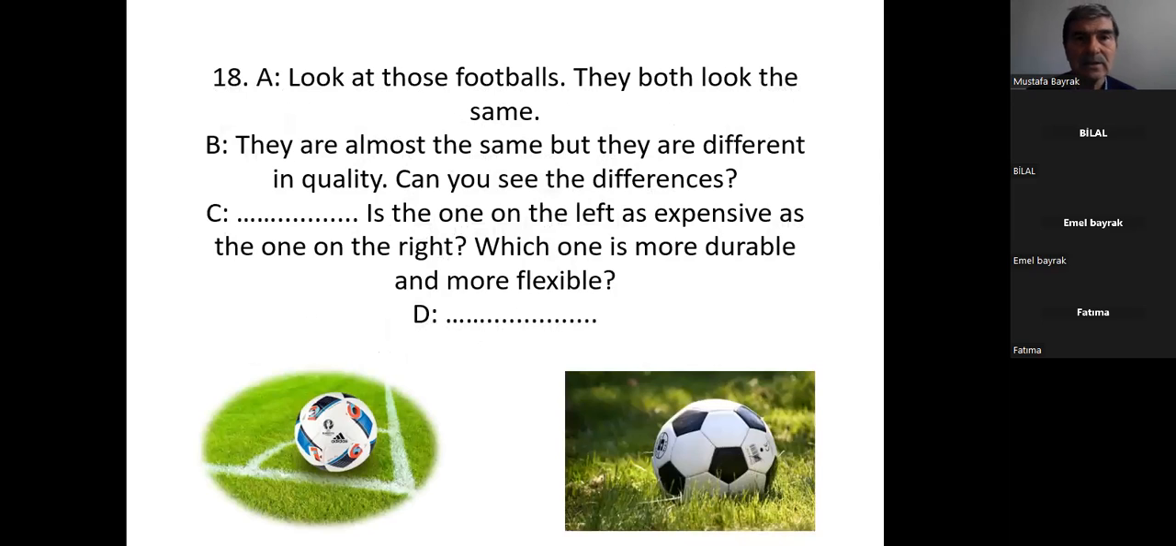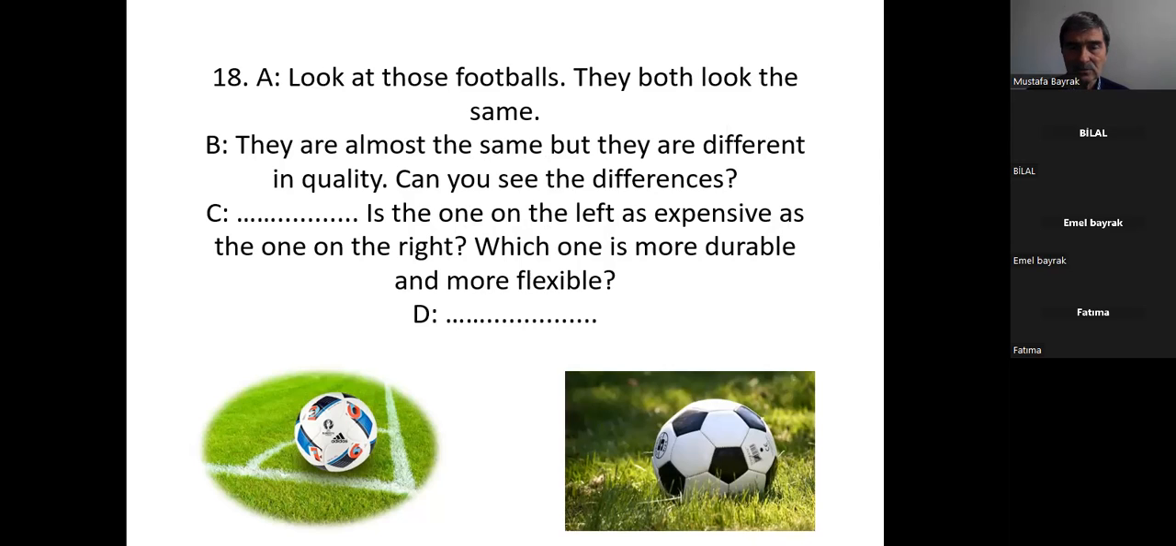Okay. 18a. Look at those footballs as object, not as a game. Football has two meanings, both as an object and as a game. Look at those footballs. They both look the same. Yes, they both look the same. They are almost the same, but they are different in quality. Can you see the difference? Yes, I can see the difference, but I cannot tell what it is. Is the one on the left as expensive as the one on the right?